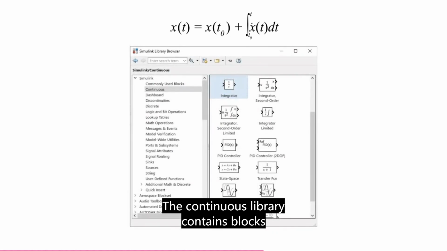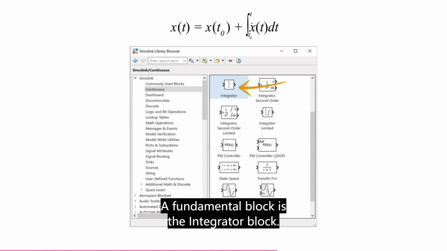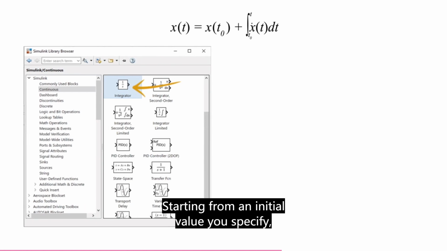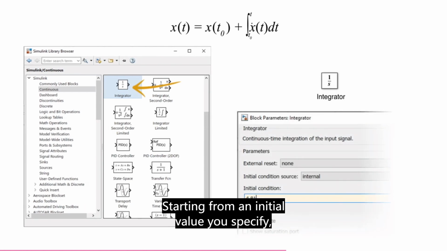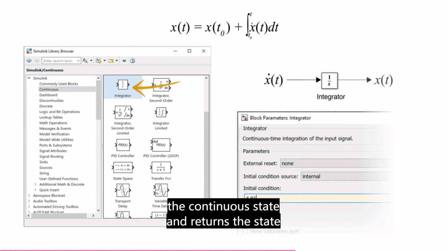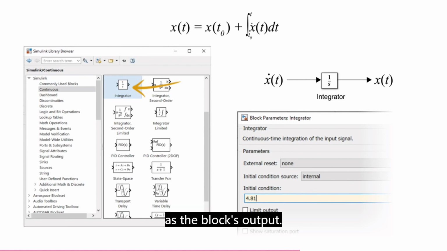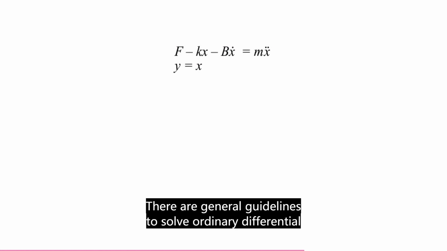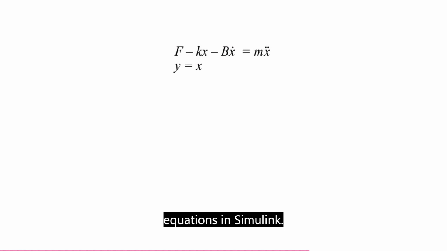The continuous library contains blocks that support modeling continuous state systems. A fundamental block is the integrator block. Starting from an initial value you specify, it integrates the input signal to calculate the continuous state and returns the state as the block's output. There are general guidelines to solve ordinary differential equations in Simulink.